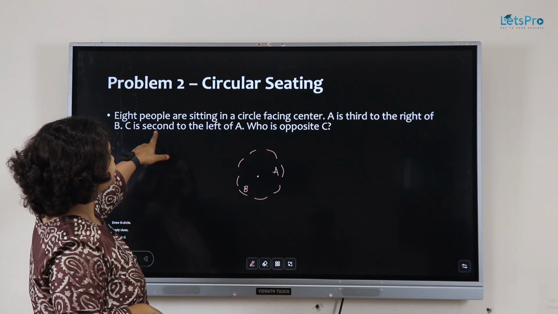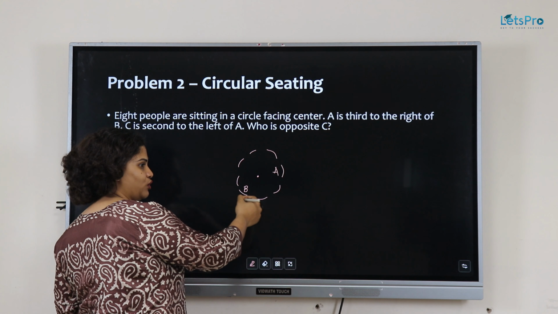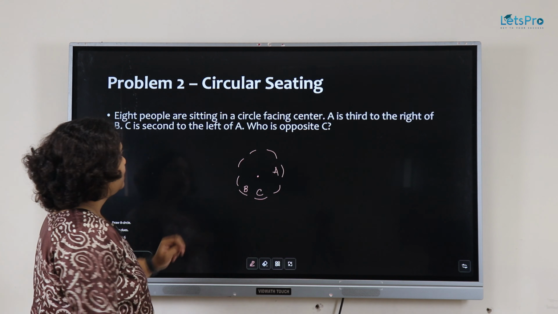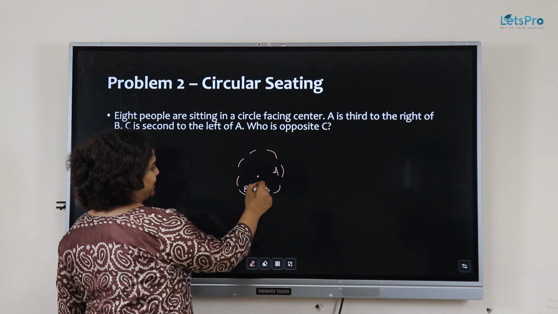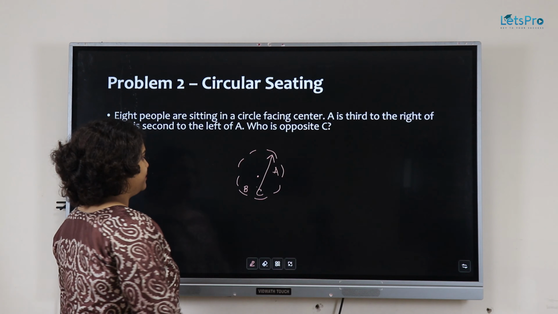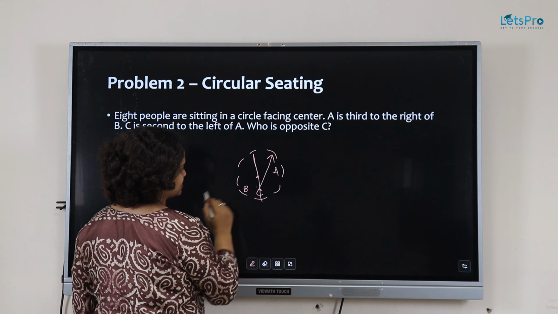Next, C is second to the left of A. That means it would go clockwise. So C is here because it's the second, right? Next we have who is opposite to C. Now I don't know, there can be anybody who is seated here, correct? Because if you see, if this is a clock, this and this matches, correct?